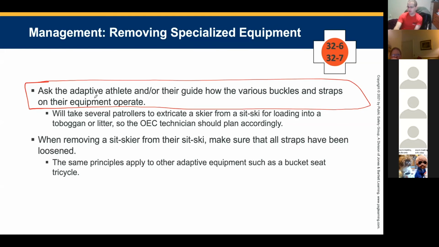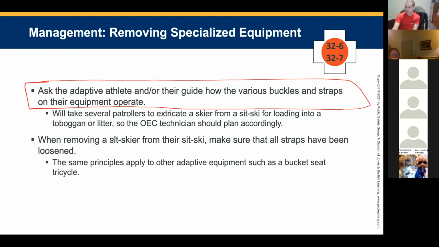Simply ask how equipment operates. Don't be afraid to ask, even if it's somebody who is not developmentally or physiologically disabled. Normal people have equipment you're not familiar with. For example, snowboarders have a binding system called the flow binding, and you may need to get somebody out of that. Once again, don't be afraid to ask how that equipment works, whether or not they're disabled. Always ask, how does your equipment work?